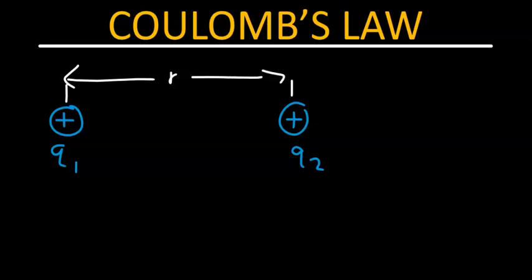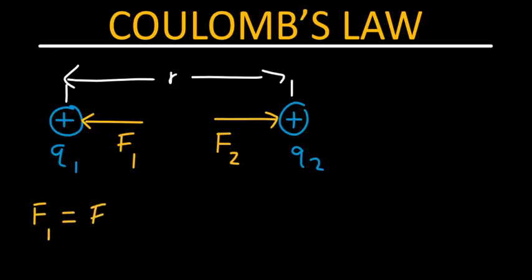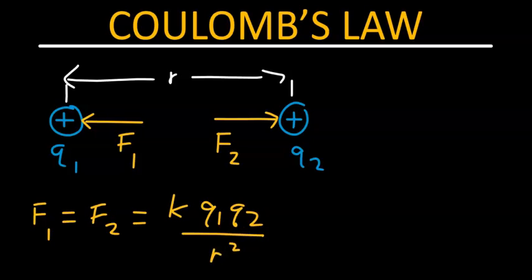Since these two charges are positive charges, they are like charges, they will repel each other. The force on Q1 due to Q2, let's call it F1, and the force on Q2 due to Q1, let's call it F2, have the same magnitude. And this magnitude, F1 or F2, is given by the following expression. It is a constant K times the product of the strength of the two charges, Q1 times Q2, over the square of the separation distance, r squared.